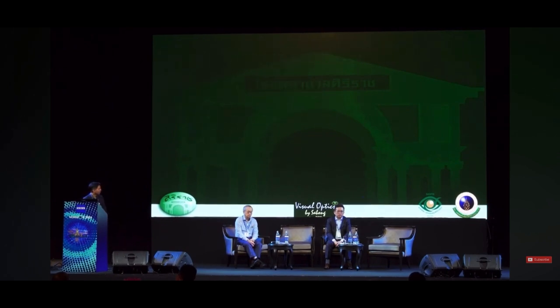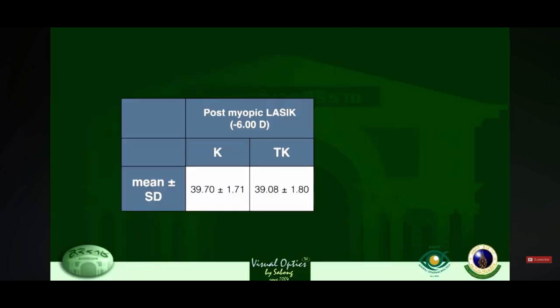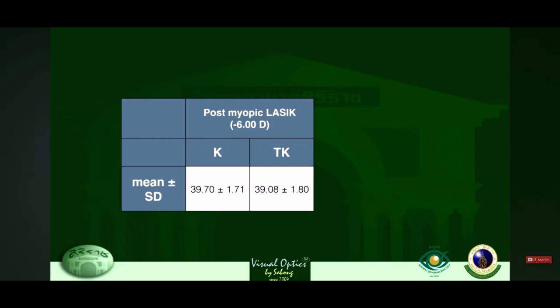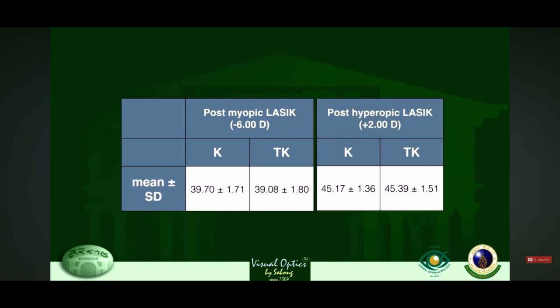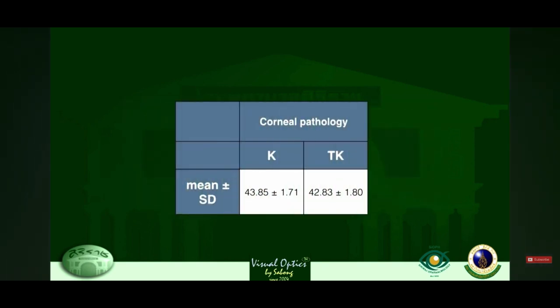So I'm showing you a study. This is a group for the post-myopic LASIK. If you look at the difference between the standard keratometry and the total keratometry, you see that the total keratometry gives you lower numbers compared to the standard keratometry. And the other way around for the hyperopic treatment, the total keratometry gives you a little bit higher. And this is the group of patients who had corneal transplant and corneal scar. You see that the K and the TK show a very big difference in these two values.